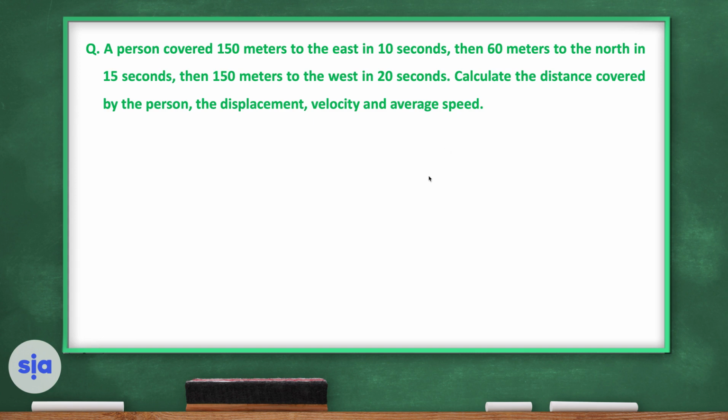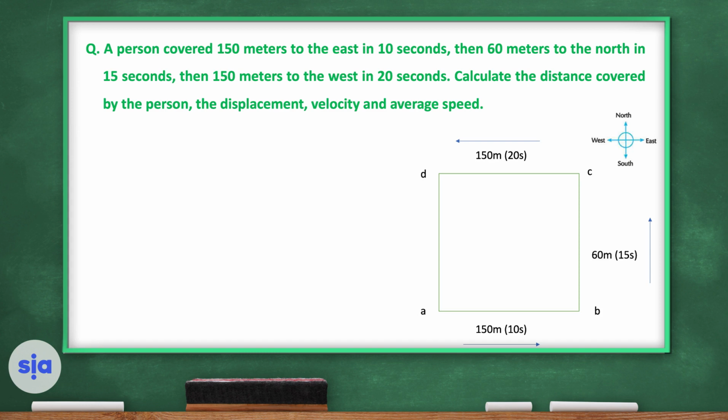Let me tell you something. The best way to solve this question is by drawing. So let's draw it together. This is the starting point, and this is the direction of movement. So from A to B, 150 meters in 10 seconds, and the direction is to the east. From B to C, 60 meters to the north in 15 seconds. And then from C to D, it's 150 meters in 20 seconds to the west. Look how easy it is now.